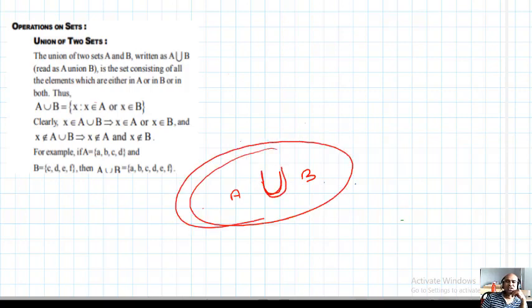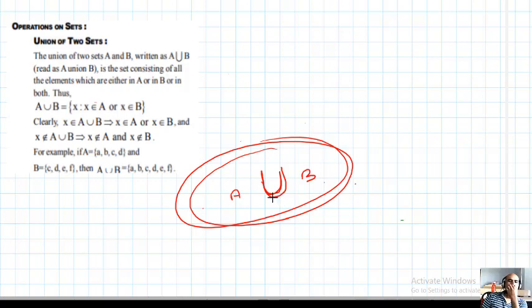I will explain. A is one set, B is another set. Their union, you will write with this symbol between them. Union is a new set. The new set is obtained from A and B, so that the elements of A union B are either in A or in B or in both A and B.